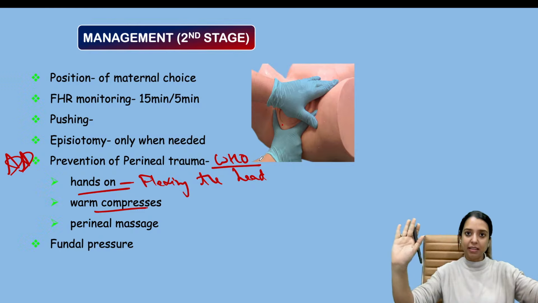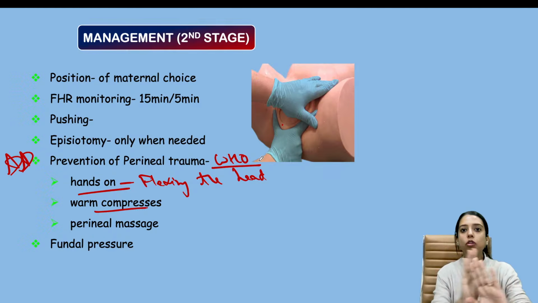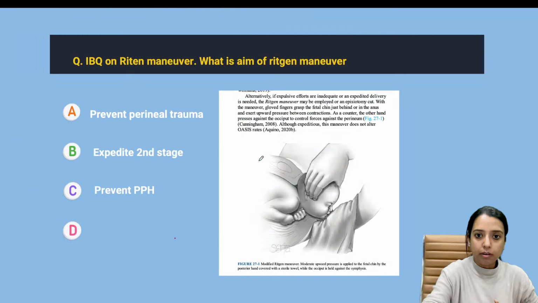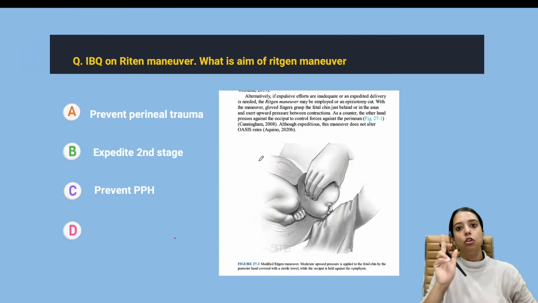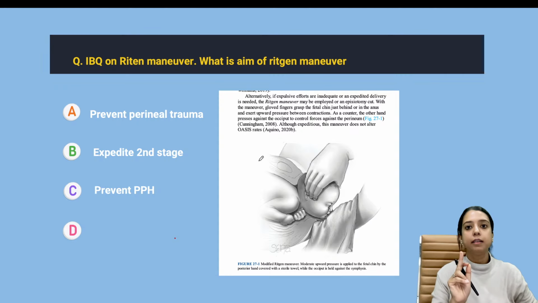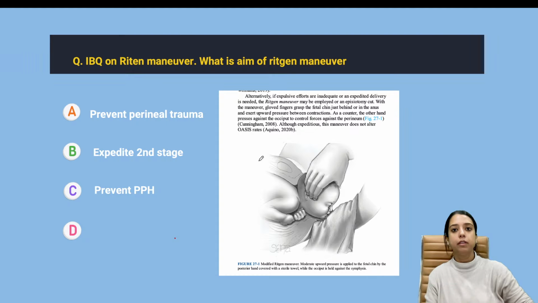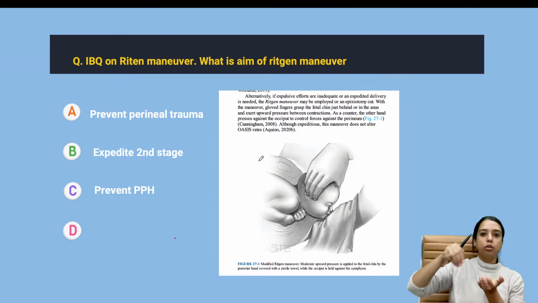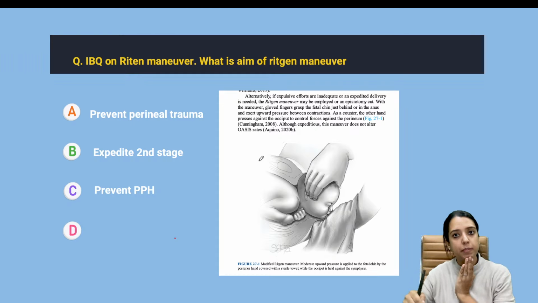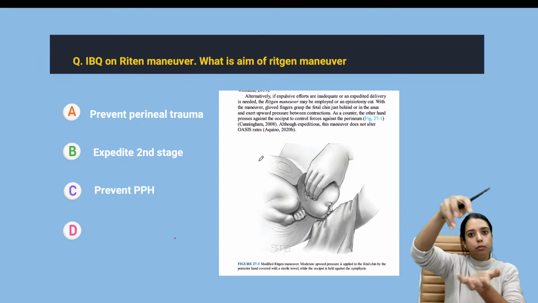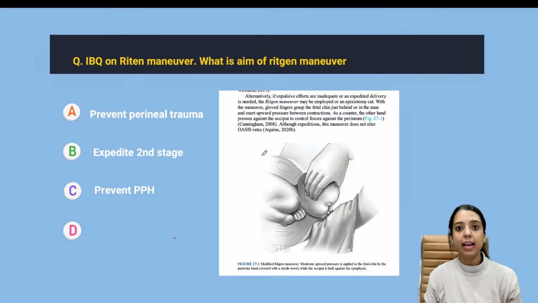Massage करते रहो, keep massaging the perineum in between contractions. Apply warm cloth and hands on. Ritgen's maneuver is not for perineal protection. This is Ritgen's maneuver, where you are pulling the baby out. You are putting one hand on the chin of the baby, other hand on the head, and you are pulling the baby out. It is done in exhausted mother.